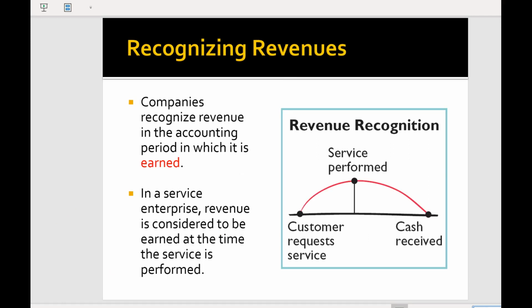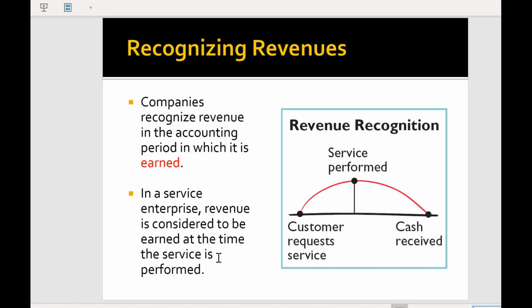So let's talk about some basic principles. When we recognize revenues, one main principle is that we want to recognize revenue when our service is performed. That means we want to make sure the revenue is earned when we recognize a revenue. So in a service company, revenue is considered to be earned at the time the service is performed. If the company is selling products, revenue is earned when the product leaves the company and has a positive possibility that it is received by the other party who is buying the inventory, which is a separate question.